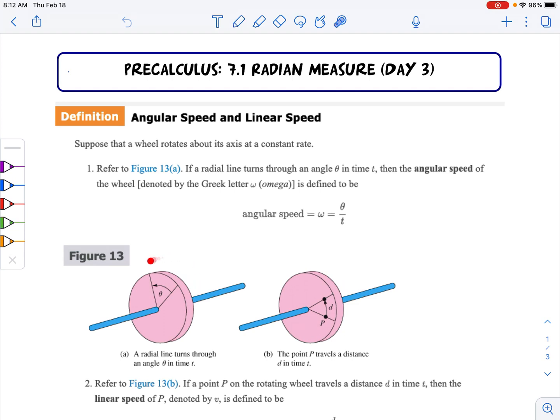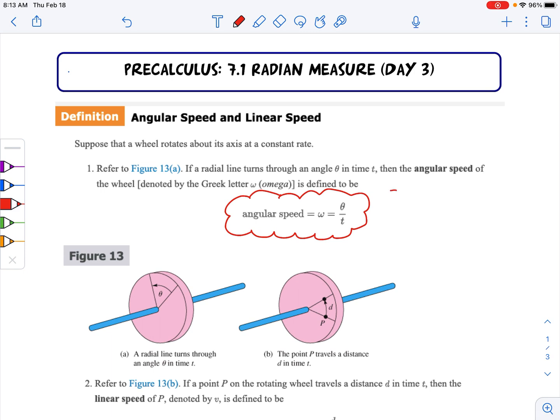Looking at this picture, the radial line turns through an angle at time t. So picture A is talking about this angular speed. I'll highlight this formula right here for us. So angular speed is used with the Greek letter omega. Use it if you want, don't if you don't. And it is theta divided by t, and t is time.